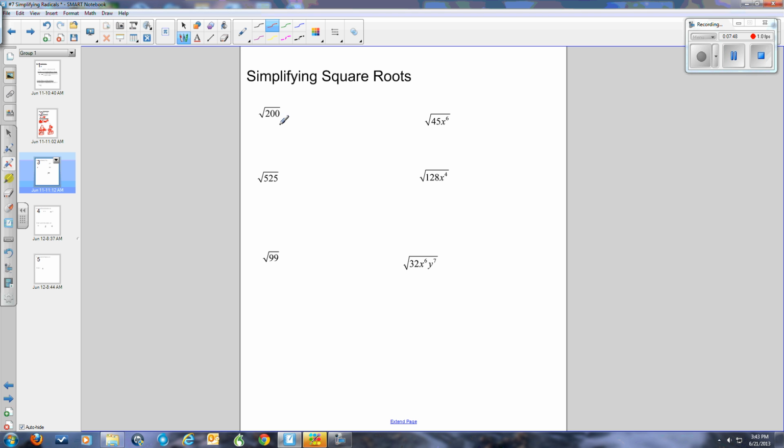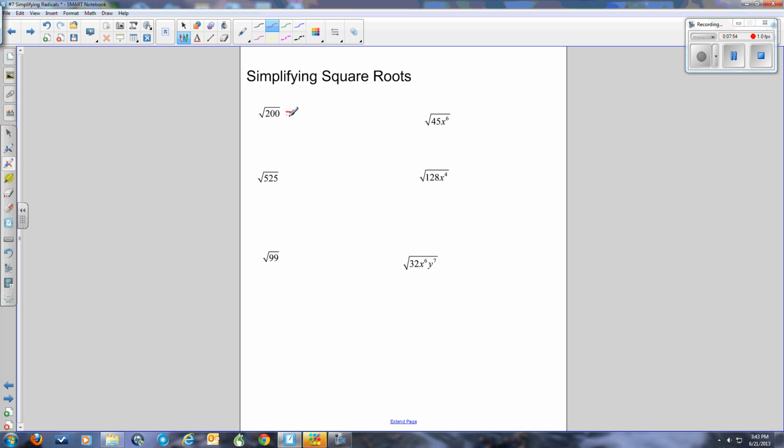Okay, so let's think about that. There is no number I can raise to the second power and get 200, but maybe I can break that down. What about if I broke it down into 2 times 100? Well, I can take the square root of 100. Square root of 100 is 10, so I'll move that to the front of the radical, and then I'll keep my 2 underneath. And I can't simplify that any further, so it's going to be 10 times the square root of 2.